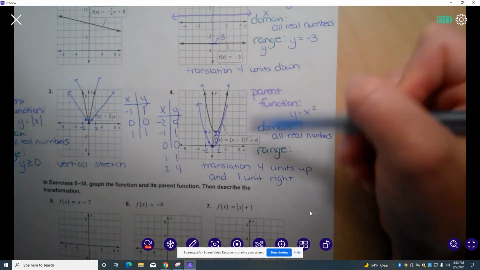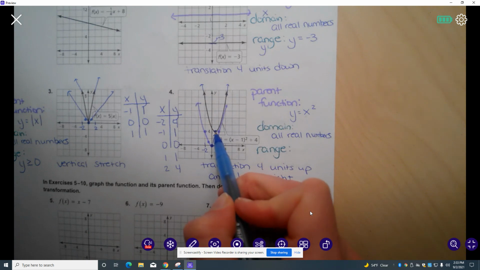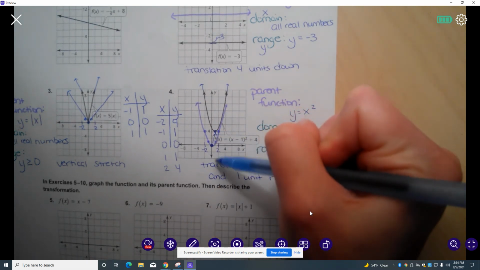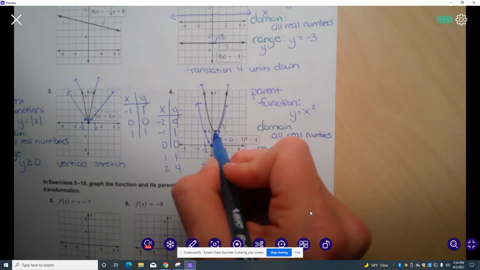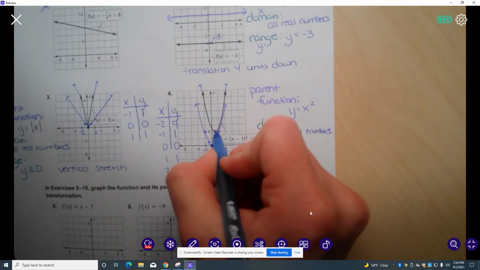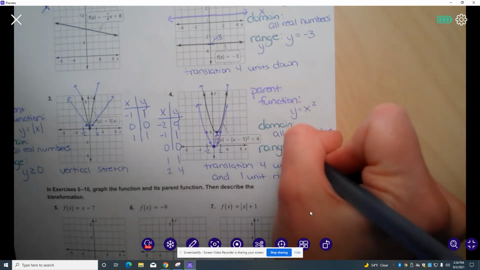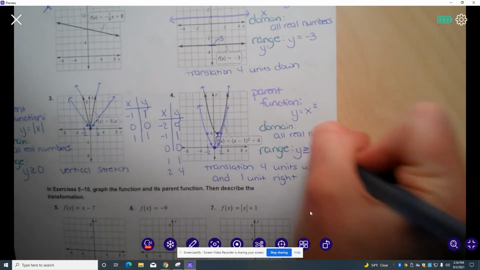Range, we're looking up and down. Okay, you can tell the graph starts here. This is the lowest y value it will have. There are no y values below that point, and it will go up forever. So this y value here is 4. So all points on this parabola have a y value of 4 or more, right? 4 or greater. So the y values are greater than or equal to positive 4.